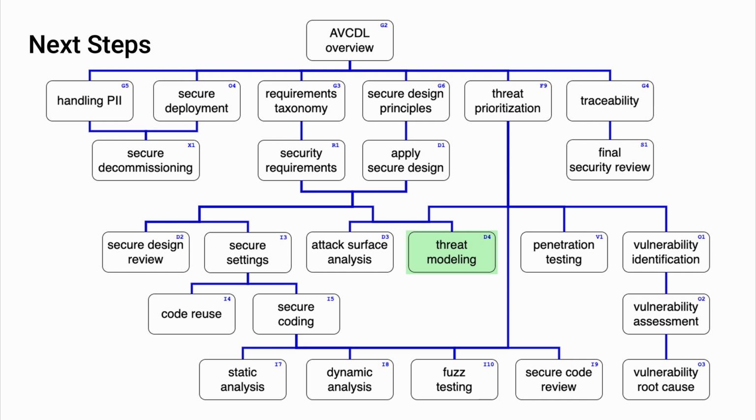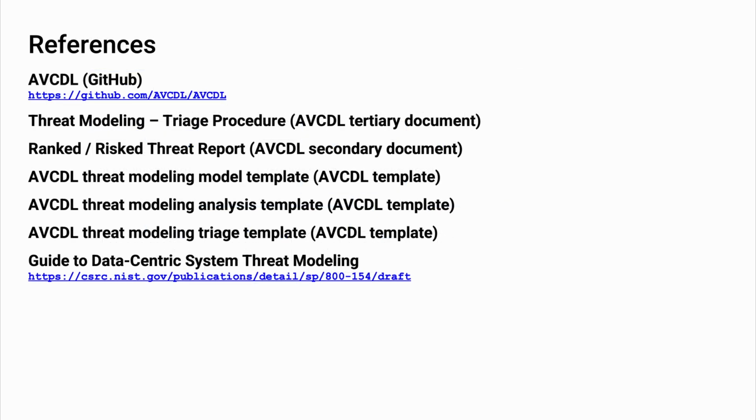If you've completed all the trainings related to threat modeling, you can proceed to one of the other trainings at this level. These include attack surface analysis, penetration testing, and vulnerability identification. Additionally, if you've completed secure coding and its prerequisites, you can also proceed to static analysis, dynamic analysis, fuzz testing, and secure code review.